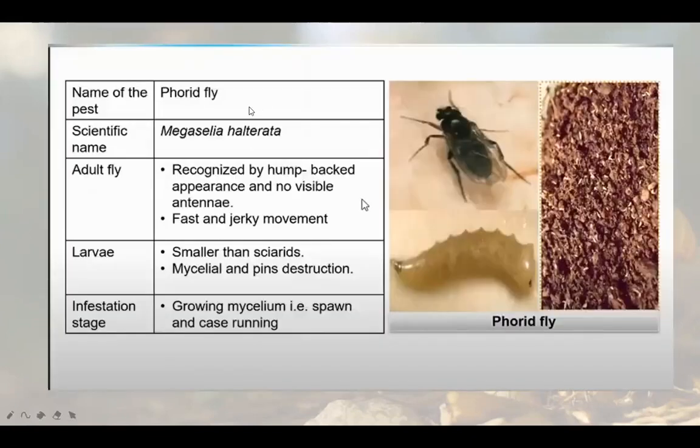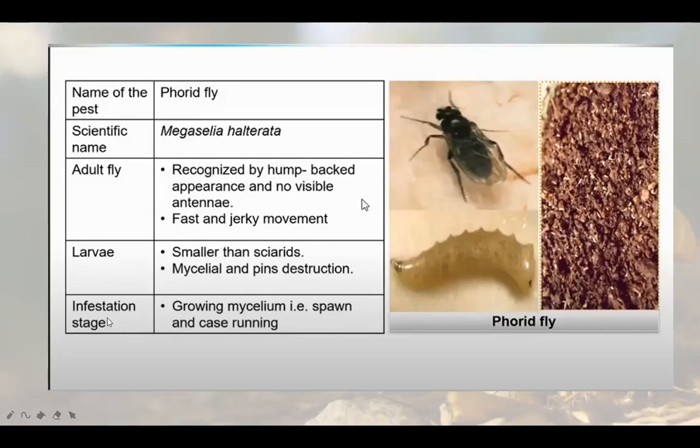Next, coming to the insects. The name of this insect is the phorid fly, scientific name Megaselia halterata. The adult fly is recognized by its humpback appearance, no visible antennae, and fast, jerky movements. See how this fly looks; we have to recognize it. The larva is much smaller than sciarids, which are some other pests. What will this larva do? It destroys the mycelium and pin formation. Pin formation means small stages of mushrooms.